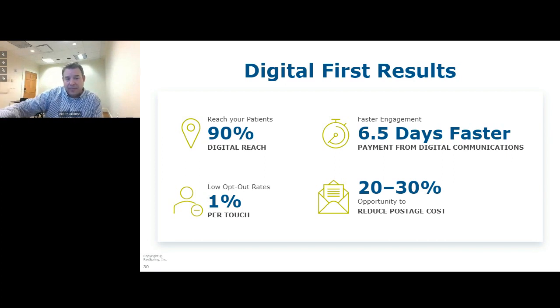You reach your patients 90% effectively within digital outreach. They pay faster, almost 7 days faster. There's a 20 to 30% reduction in postage. Do me another favor on a finance exercise. Your homework is to look at your bad debt and look at 4% of that and know that you can impact that. Look at your postage expense and know that you can at the very least impact a third. Low opt-out rates, less than 1%.